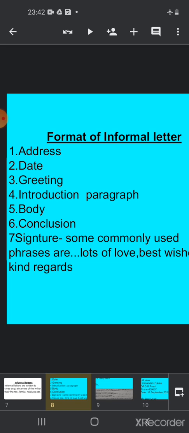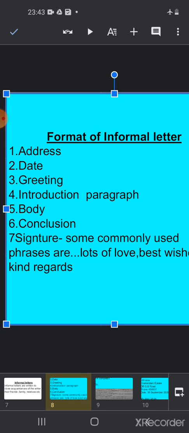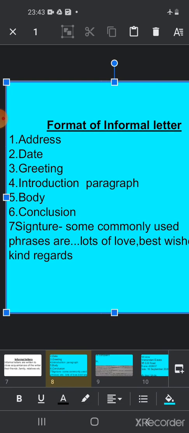Next step is the introduction paragraph. Now we begin writing the letter. The introductory paragraph sets the tone for the whole letter. You can begin the letter by asking about their well-being, or you may say that you hope the letter finds them in good health. The opening of informal letters should be casual and comforting. It must not be formal and direct as in a business letter.